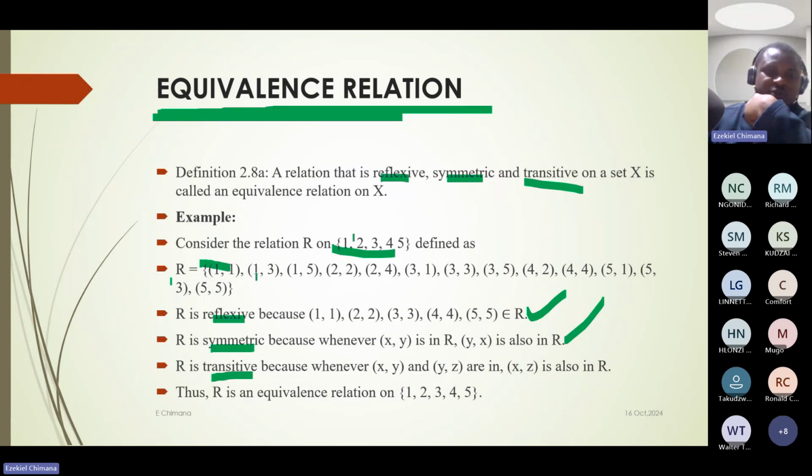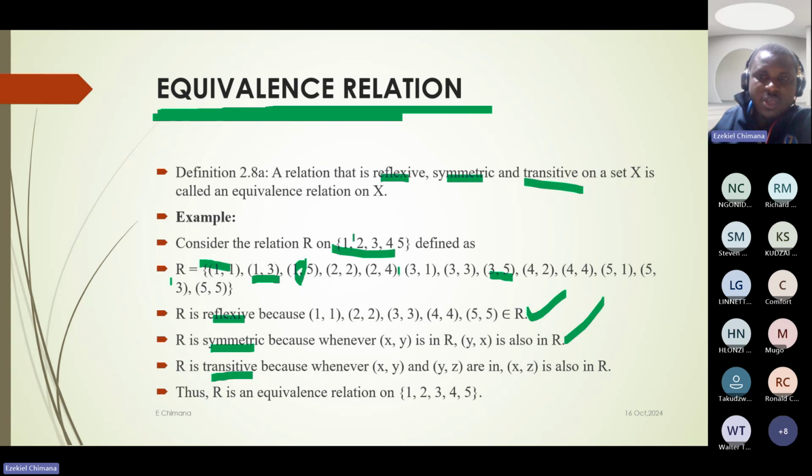So here we've got 1, 3. You check where 3 is being mapped to, and we've got 3, 5. So it's transitive. We've got 1, 3, and then 3 is mapped to 5, so we must also have a 1, 5. Do we have a 1, 5? Okay, here we have it. Something like that. So you need to check for the others.